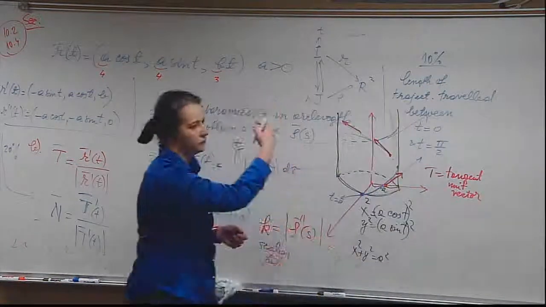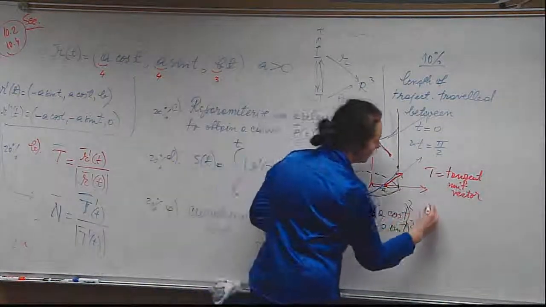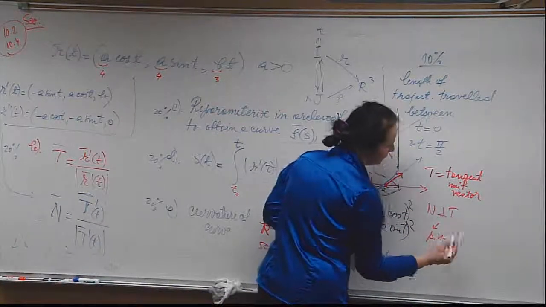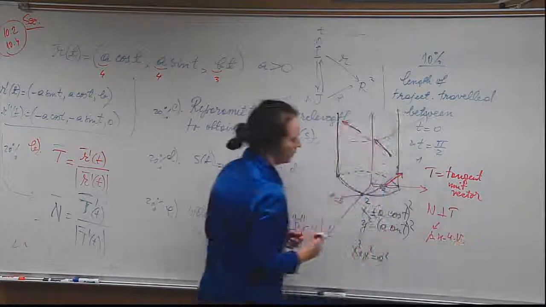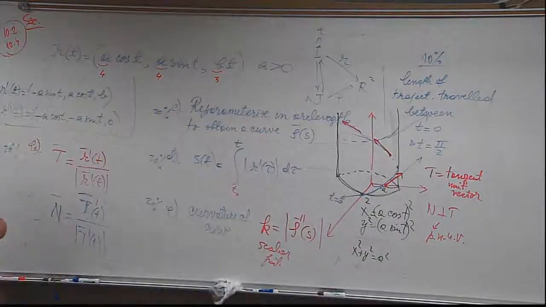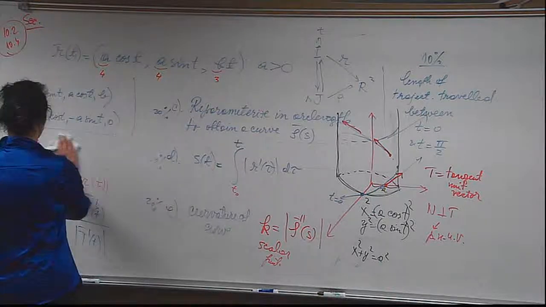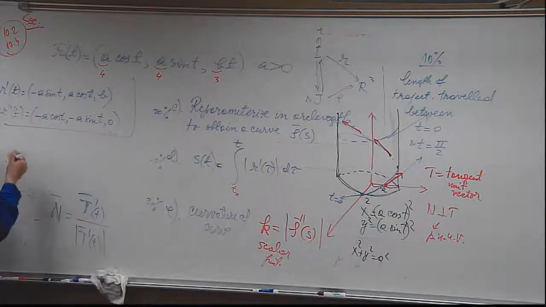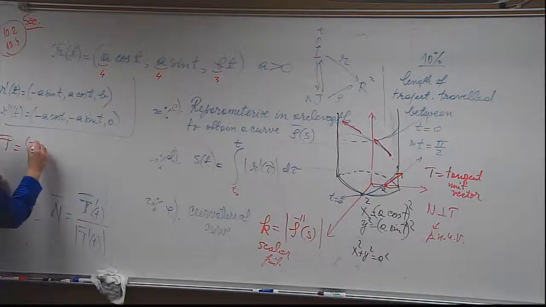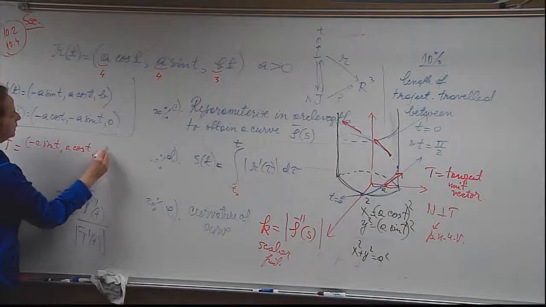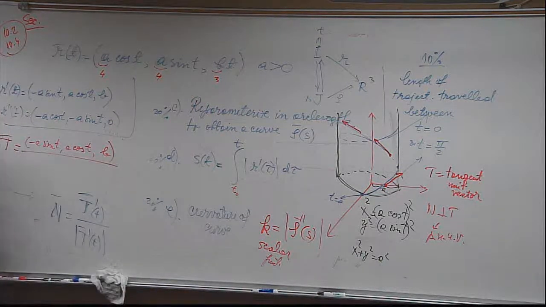I'm going along the direction of motion, and it's going to be perpendicular to T, and that's the principal normal unit vector. Principal normal unit vector. And you're going to tell me what I'm having here because I don't know. T is minus a sine t, a cosine t, and b divided by the speed.